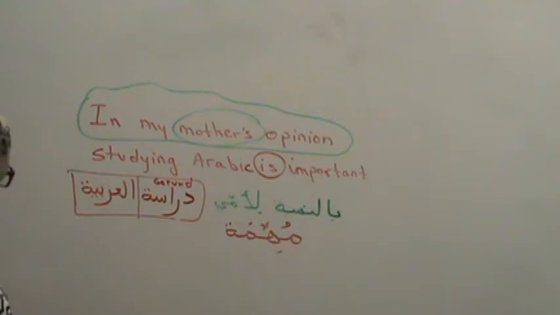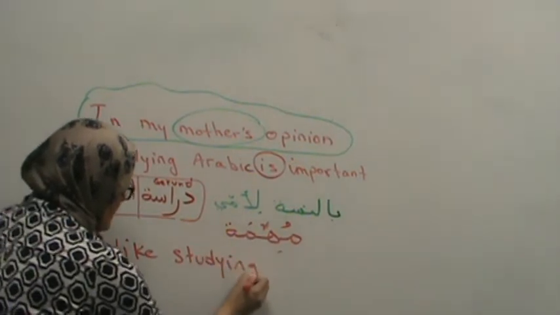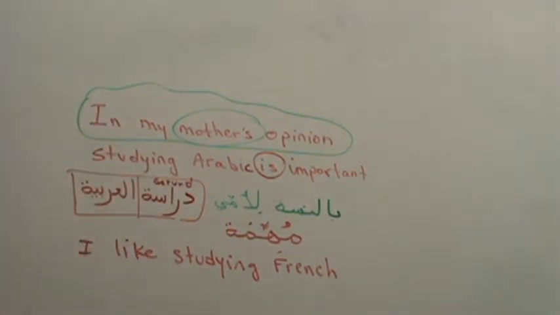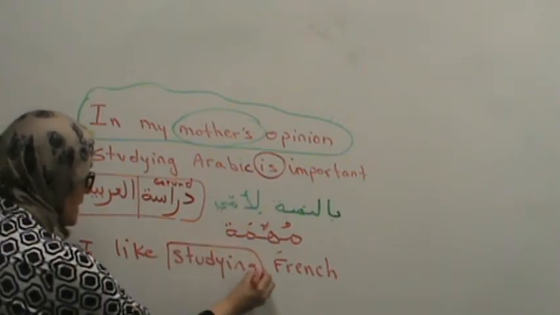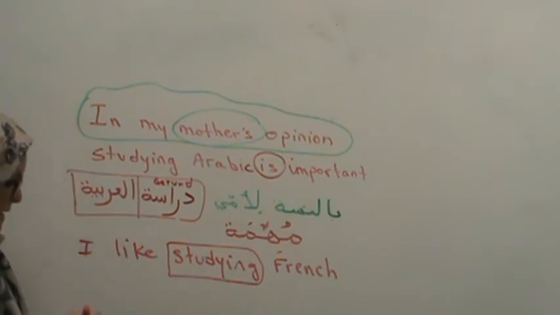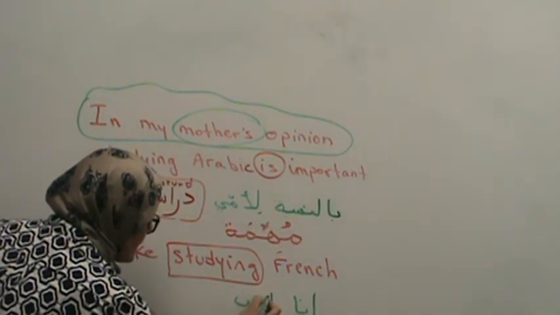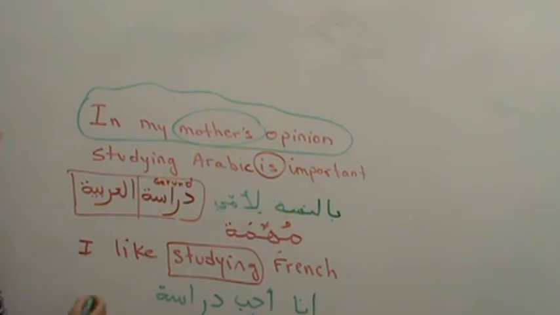If you say I like, you can also use the masdar. If you say I like studying French. I like what? I like something. So something in here is going to be the masdar. You can say أنا أحب دراسة الفرنسية.